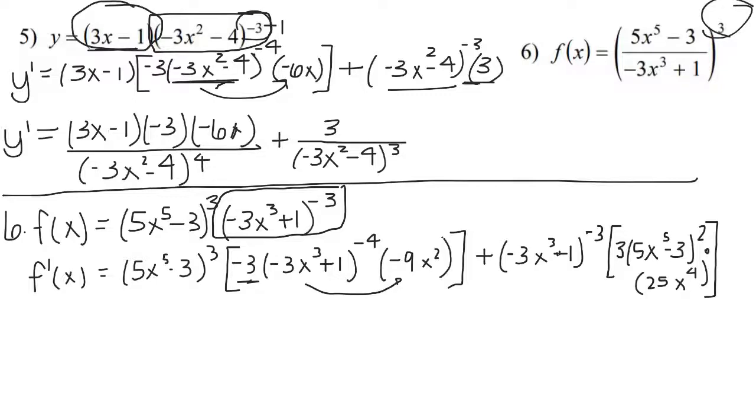All right, and then let's clear this up. Move your negative exponents. Let's make sure we did that right. Okay, so first parentheses, 5x to the 5th minus 3. Do I have a negative exponent there? No. What about negative 3 out here? No. Negative 9x squared.